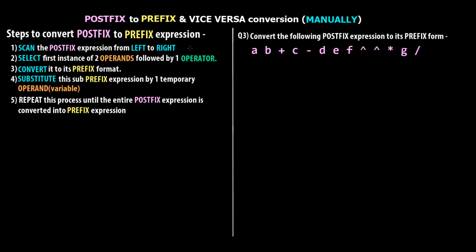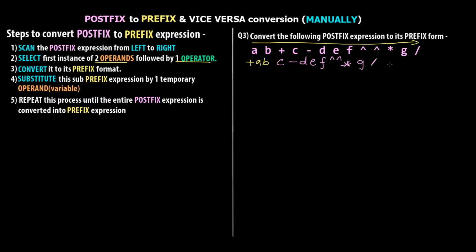Just by observing it, let's go a little fast. We have to go from left to right. Scanning this expression immediately, you can see AB plus is in the form of 2 operands followed by 1 operator. So 2 operands followed by 1 operator. So we can directly convert it to its prefix form. So we will say plus AB. Everything else is going to be as it is. So C minus D E F raised to star, that is multiplication. Then we have G and divide by.